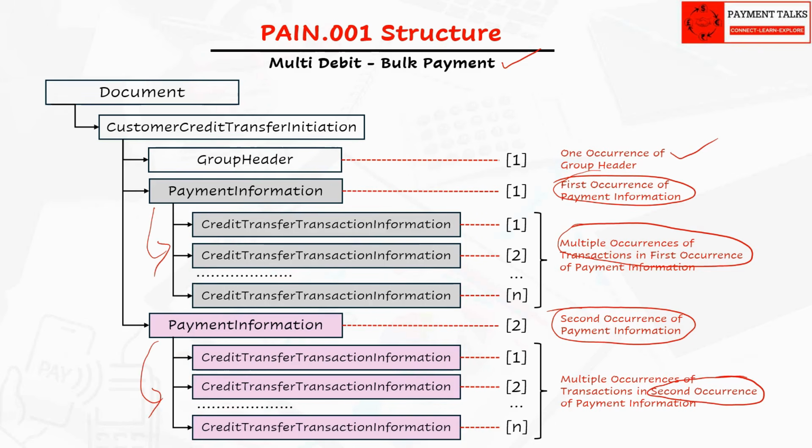The main point that we need to understand here is that the bulk concept in PAIN.001 is not a feature. It's simply cardinality plus hierarchy working together. This makes the design in ISO cleaner, scalable and easy to validate.